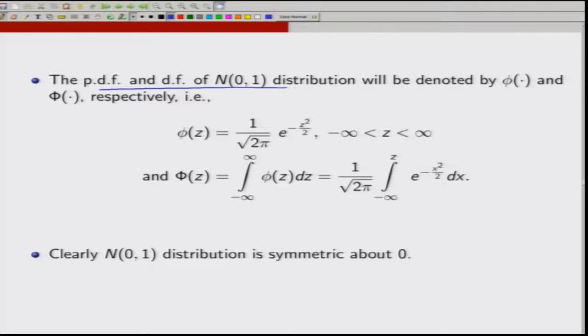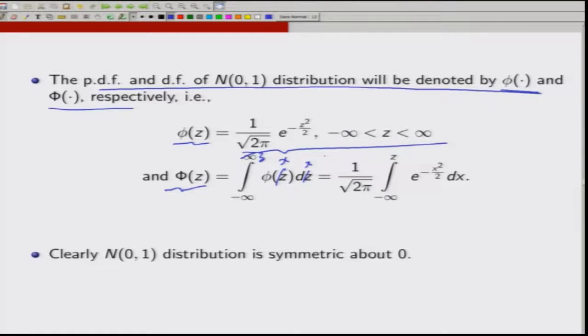The PDF and distribution function of the normal 0-1 distribution will be denoted by small phi and capital phi respectively. So the PDF is phi(z) = 1 by sigma, sigma is 1, root 2 pi, e to the power minus (z minus mu) whole square, mu is 0, so z square by 2 sigma square. So this is the PDF. And what would be the distribution function? Integrate the PDF from minus infinity to z, phi(x) dx, which is 1 by root 2 pi, integral from minus infinity to z of e to the power minus x square by 2 dx.